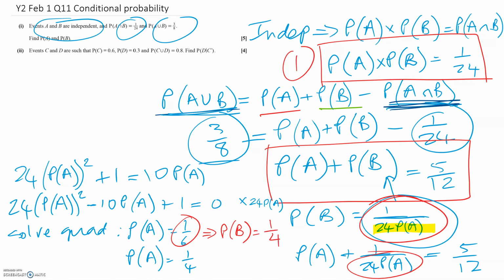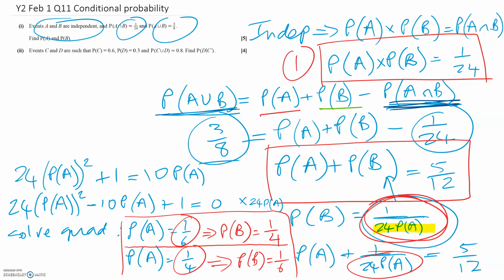So one solution is the probability of A equals 1/6 and the probability of B equals 1/4. However, if the probability of A is 1/4, again, if you substitute that value in there, you do 24 times by a quarter, that's 6, do 1 over that, you'll get the probability of B equals 1/6. So these are the solutions. A quarter and 1/6. One of the values will be a quarter and one of them will be 1/6.